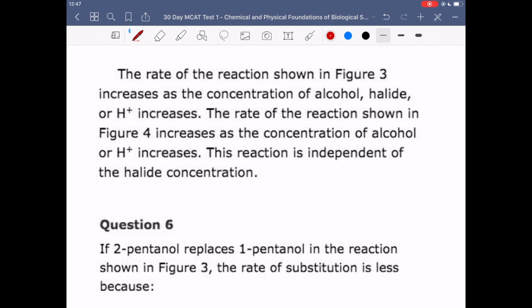We're told that the rate of the reaction shown in figure 3 increases as the concentration of alcohol, halide, or the acid increases. The rate of the reaction shown in figure 4 increases as the concentration of the alcohol or the acid increases. The reaction is independent of the halide concentration, and this is simply because it's either a unimolecular or bimolecular reaction.